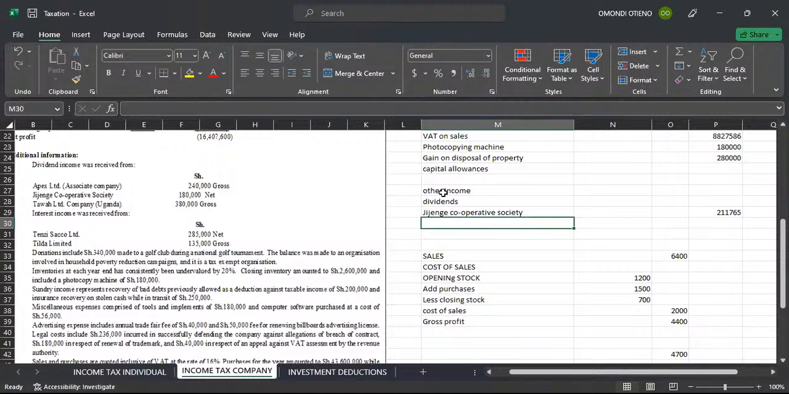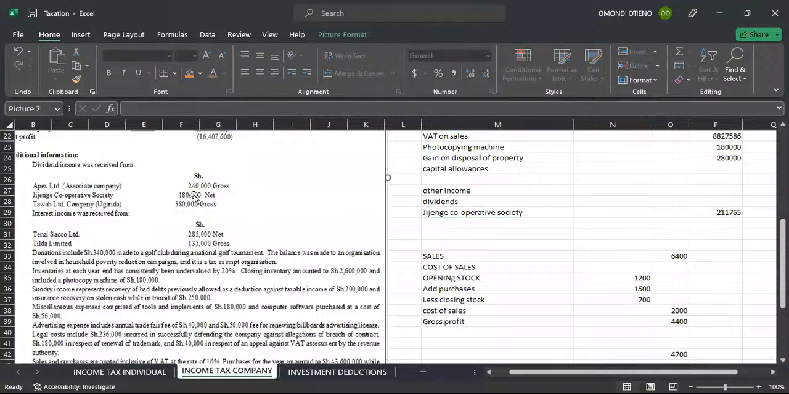Remember I've indicated it is other income. So what we are trying to look at, this one is supposed to be subjected to tax, but the only thing we are doing is we adjust it to the right value. They recorded 180,000. So we have to take care of it.